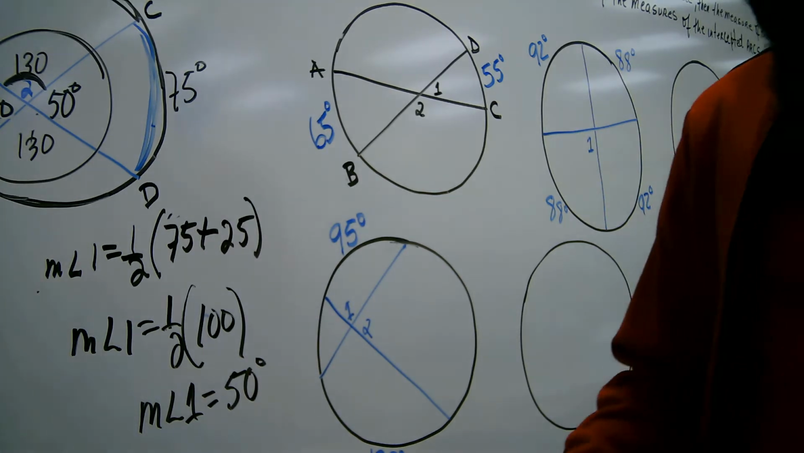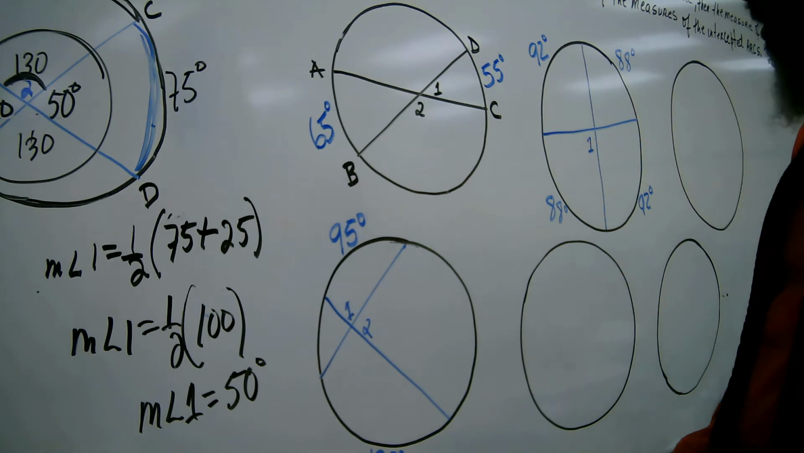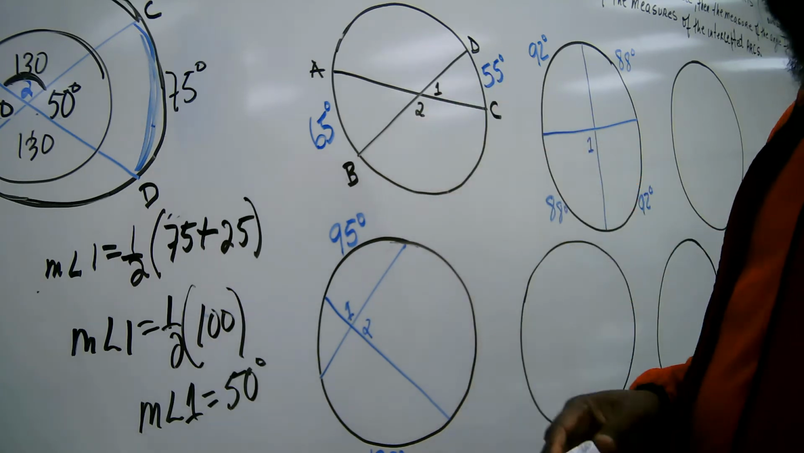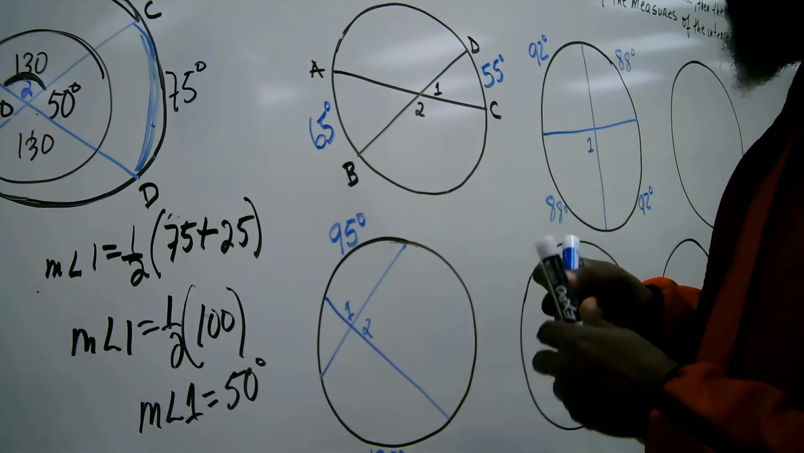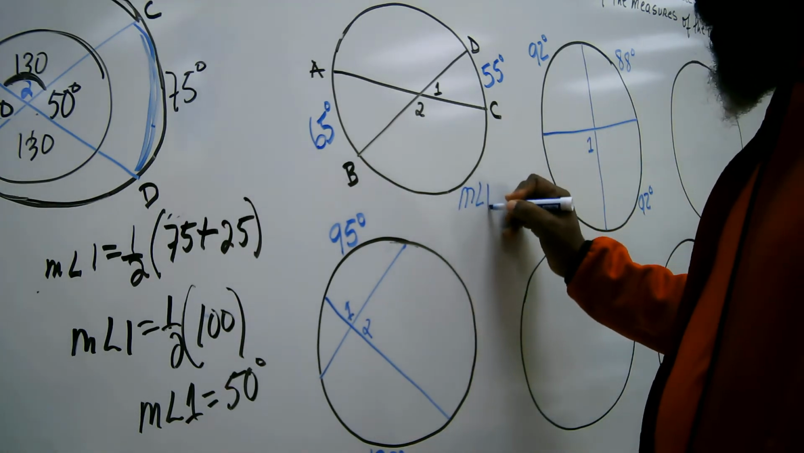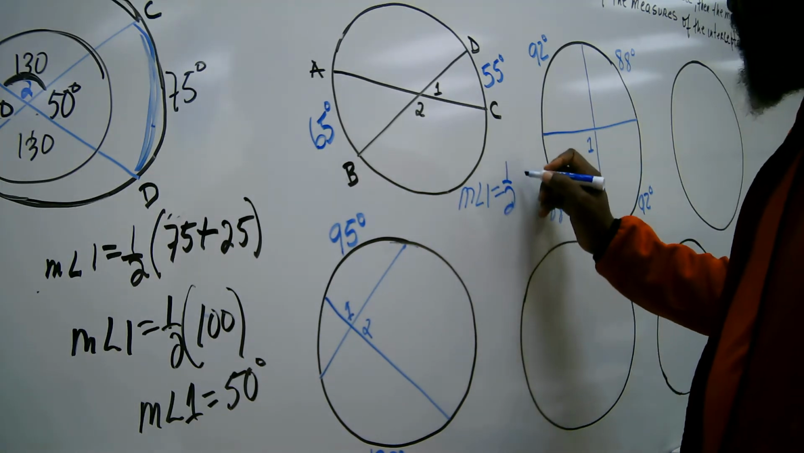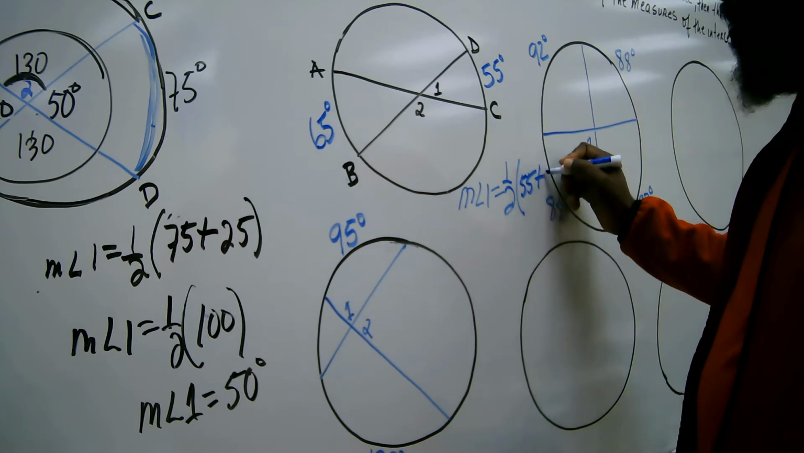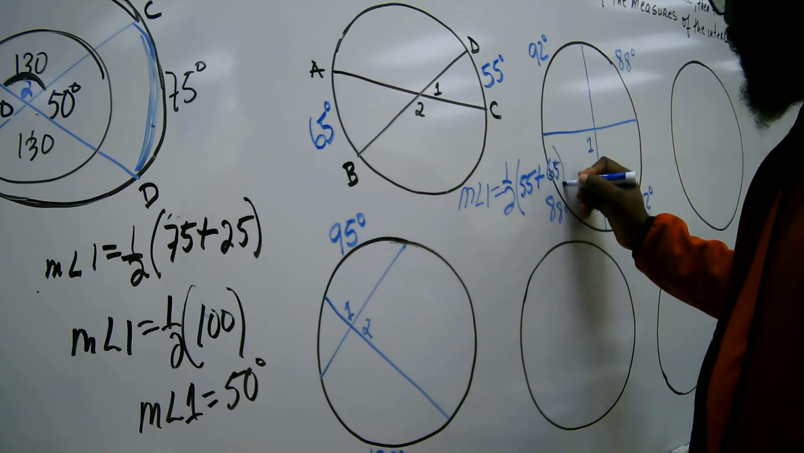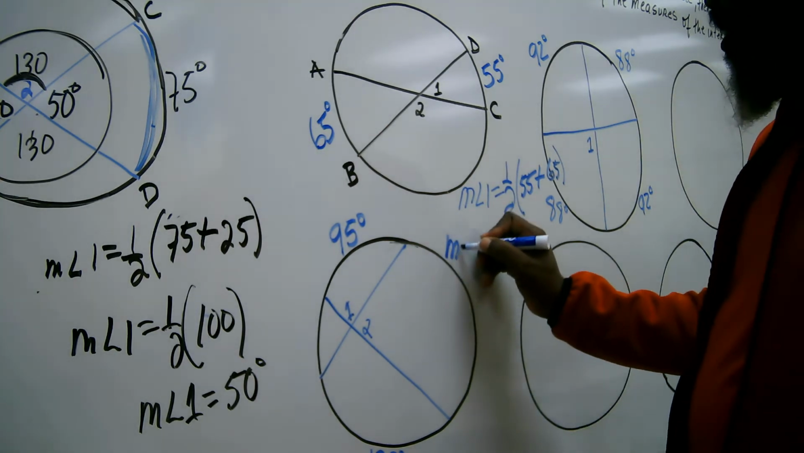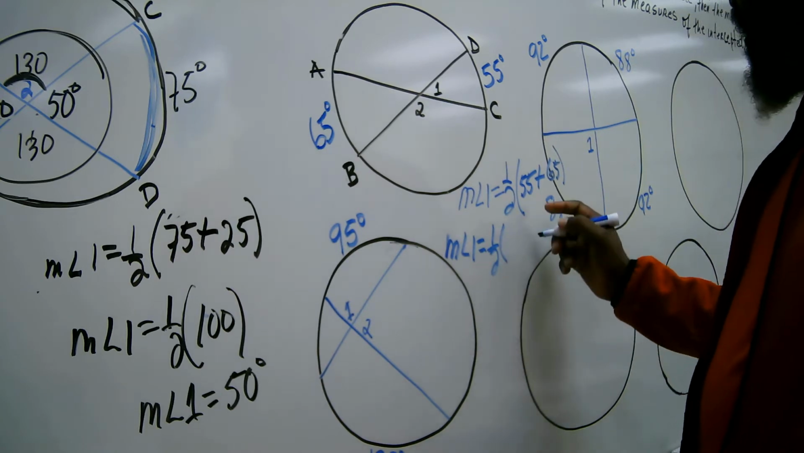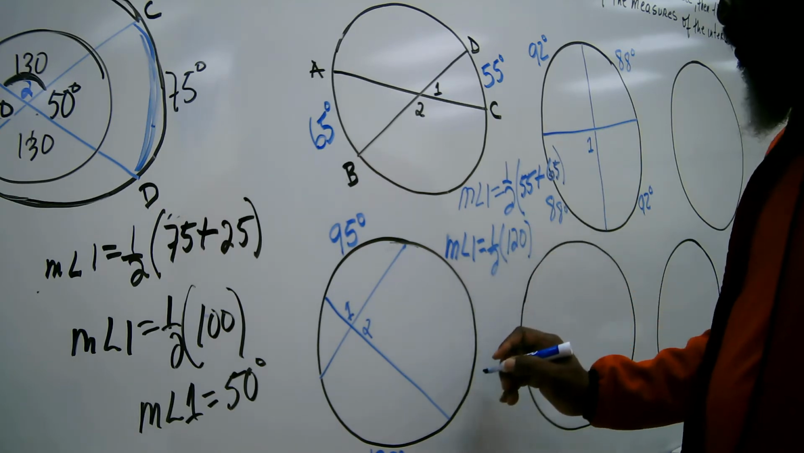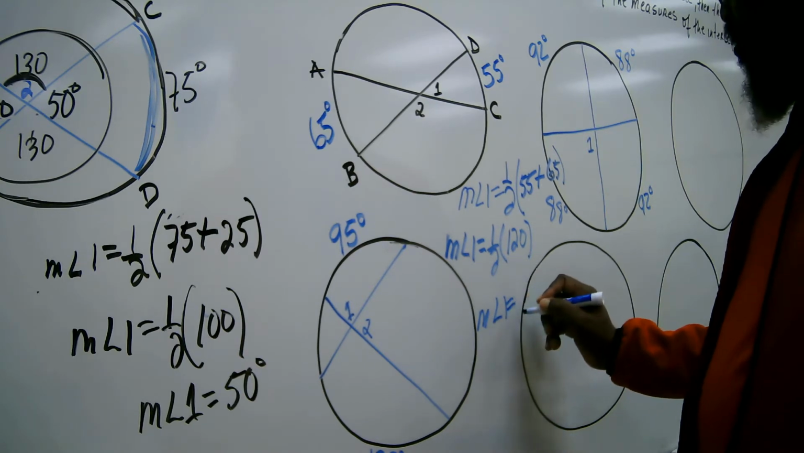So we have a couple of examples, then we will do practice. Practice makes better. In this case, I need to find angle 1. If I know angle 1, I will know angle 2. The measure of angle 1 is equal to 1/2 of whatever the measure of arc CD is, which is 55 plus 65. I take 55 plus 65, that will give me 120. Then once I take 1/2 of 120, I will have the measure of angle 1, which is 60 degrees.